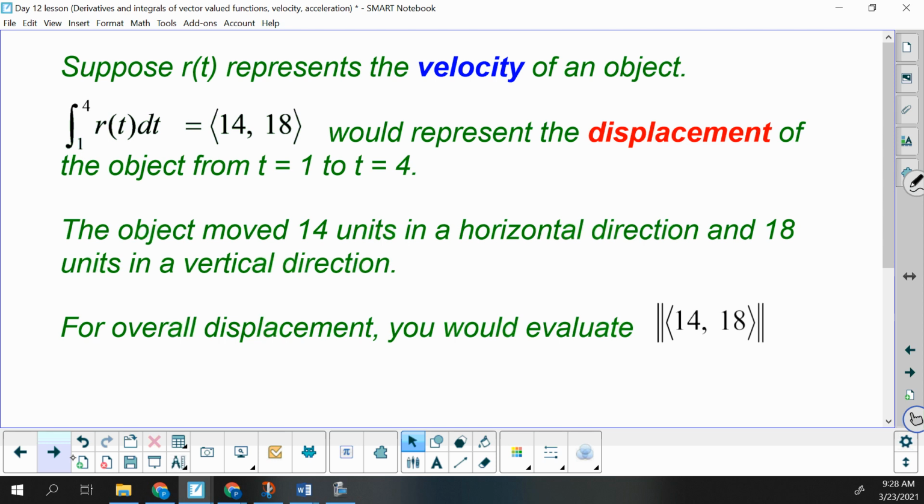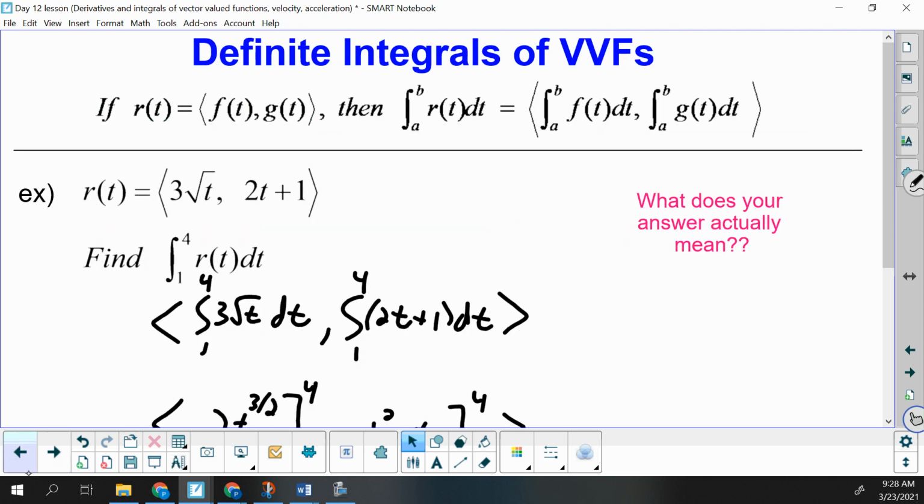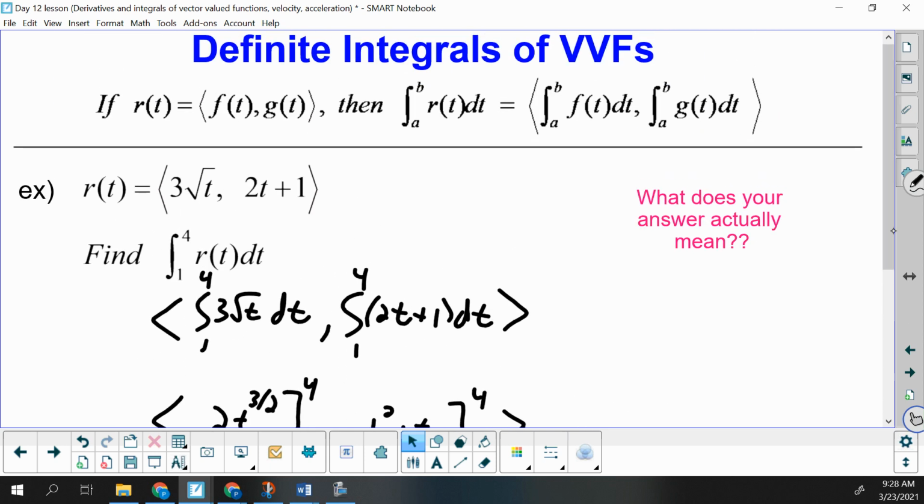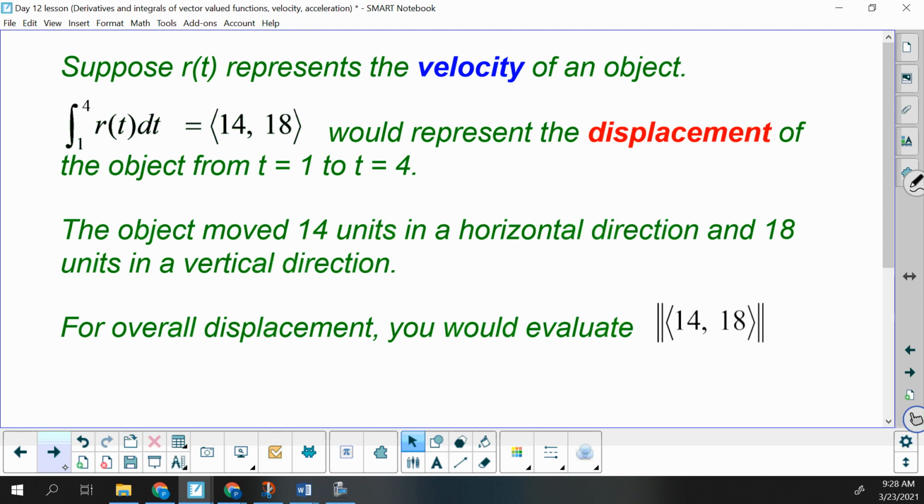If you're doing the integral from 1 to 4, notice that matches with what we had here. So if we have that integral from 1 to 4, that's telling us our displacement in each of the directions. So the 14 means we are 14 further to the right in the horizontal direction, and we are 18 further up in the vertical direction. If they were negatives, they would be left or down.